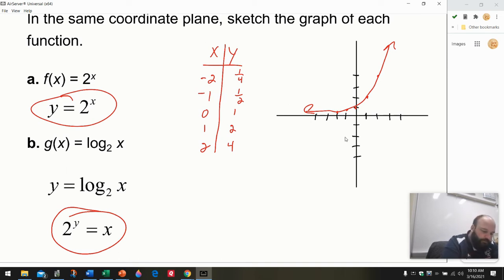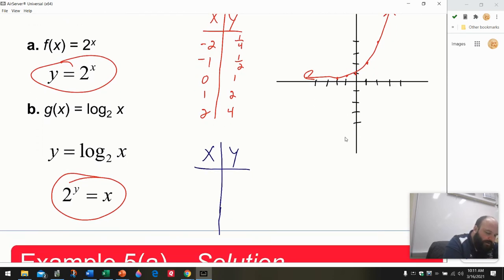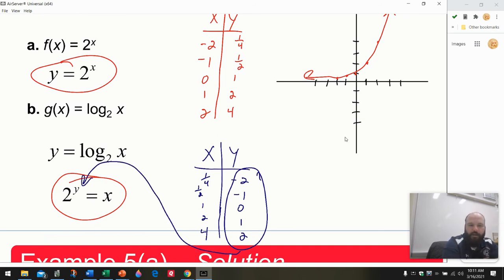Now, what makes this different is when I make a table, actually I'm going to use a different color here. I'm going to use blue. This time, the inputs are not the x's, they're the y's. So what numbers am I going to put in there? Well, I'm actually going to put the y's in, -2, -1, 0, 1, 2. And when I put those y's in, I get the x's, 1/4, 1/2, 1, 2, and 4. So here I would input these y values, each one in for the y value right there, and then get an x value, which I then write over here.